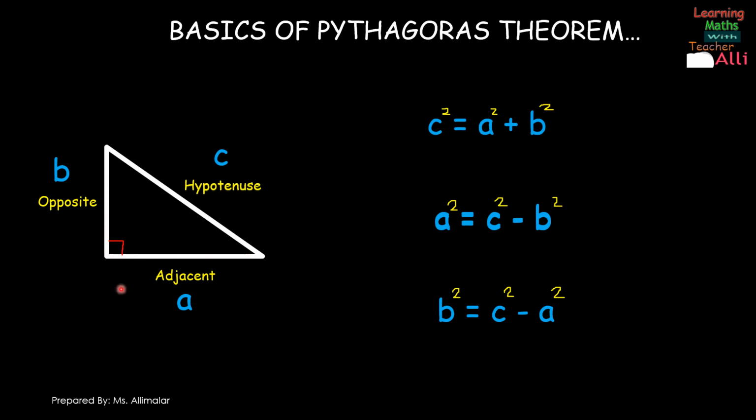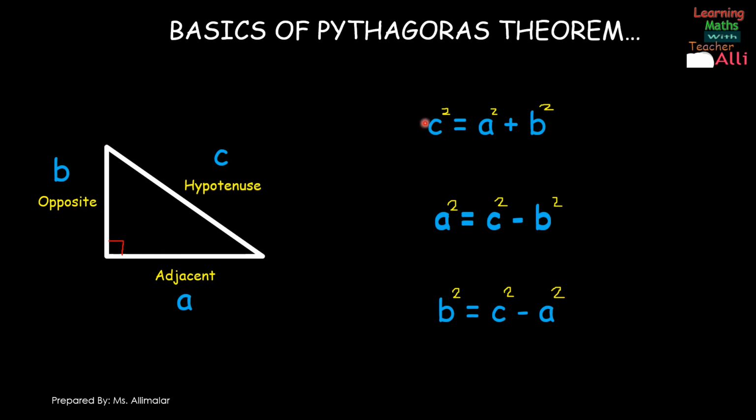Now, clear? Now, these are the three formulas. Can you see here? This is the original formula. The original formula is c square equals a square plus b square. This formula is used when you want to know the value of c. What is c? Hypotenuse. C is hypotenuse. A is adjacent, which is this line. B is opposite, which is this line.